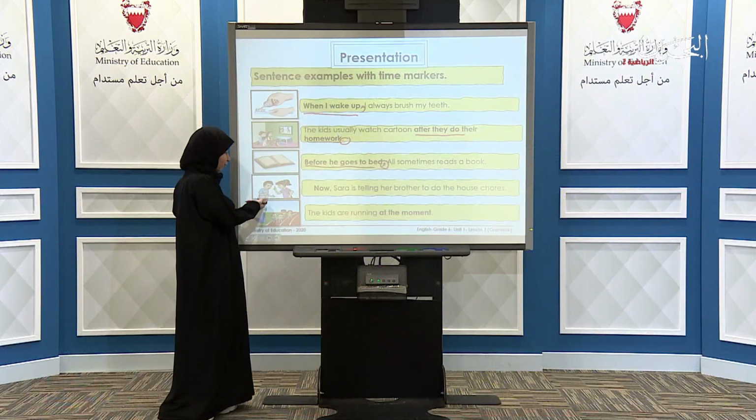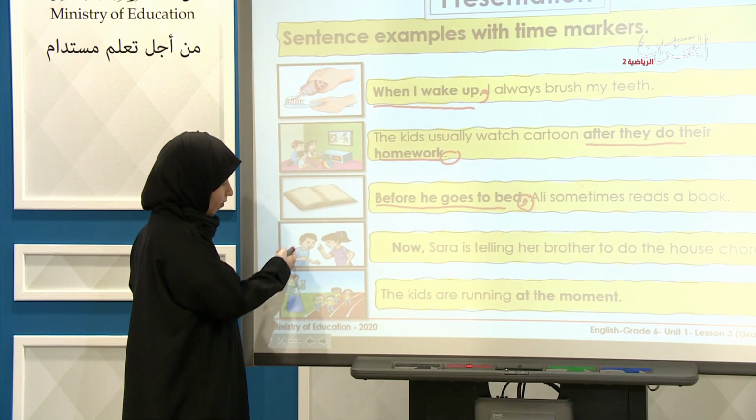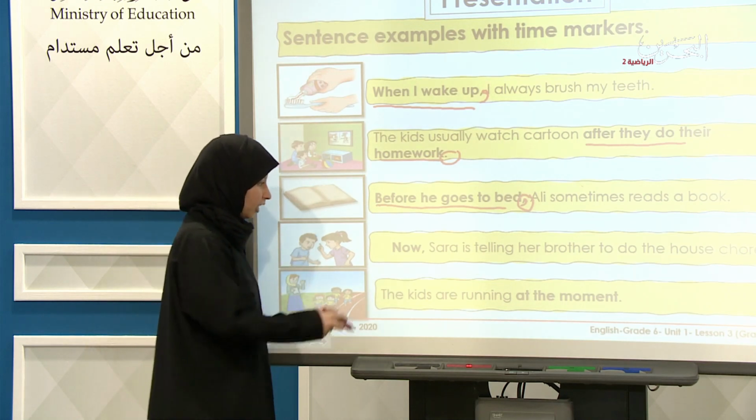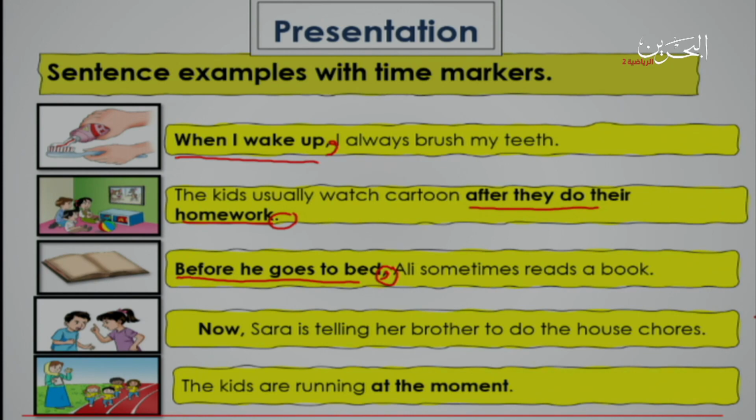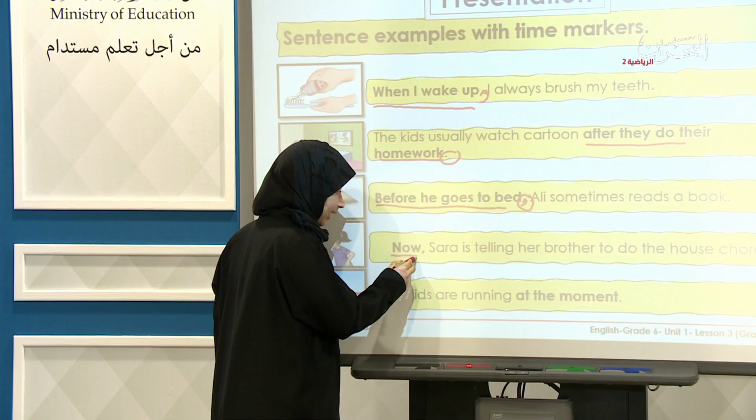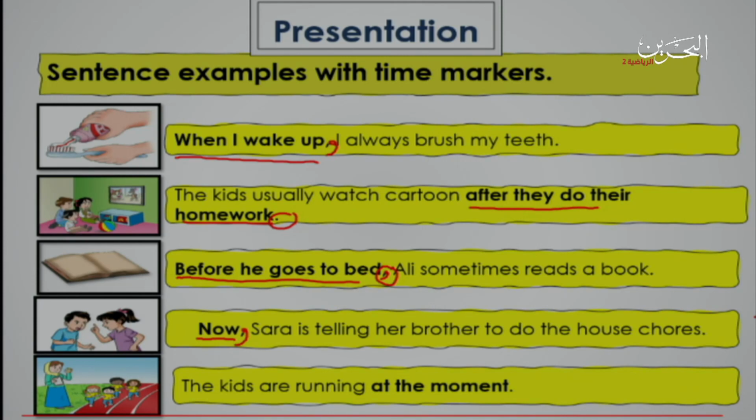Now we have got the fourth picture. You can see someone is fighting with his sister. Here is the sentence. Now is the time marker. We need to put a comma right after it. Why? Because we have used the time marker at the beginning of the sentence. Now, comma, Sarah is telling her brother to do the house chores.